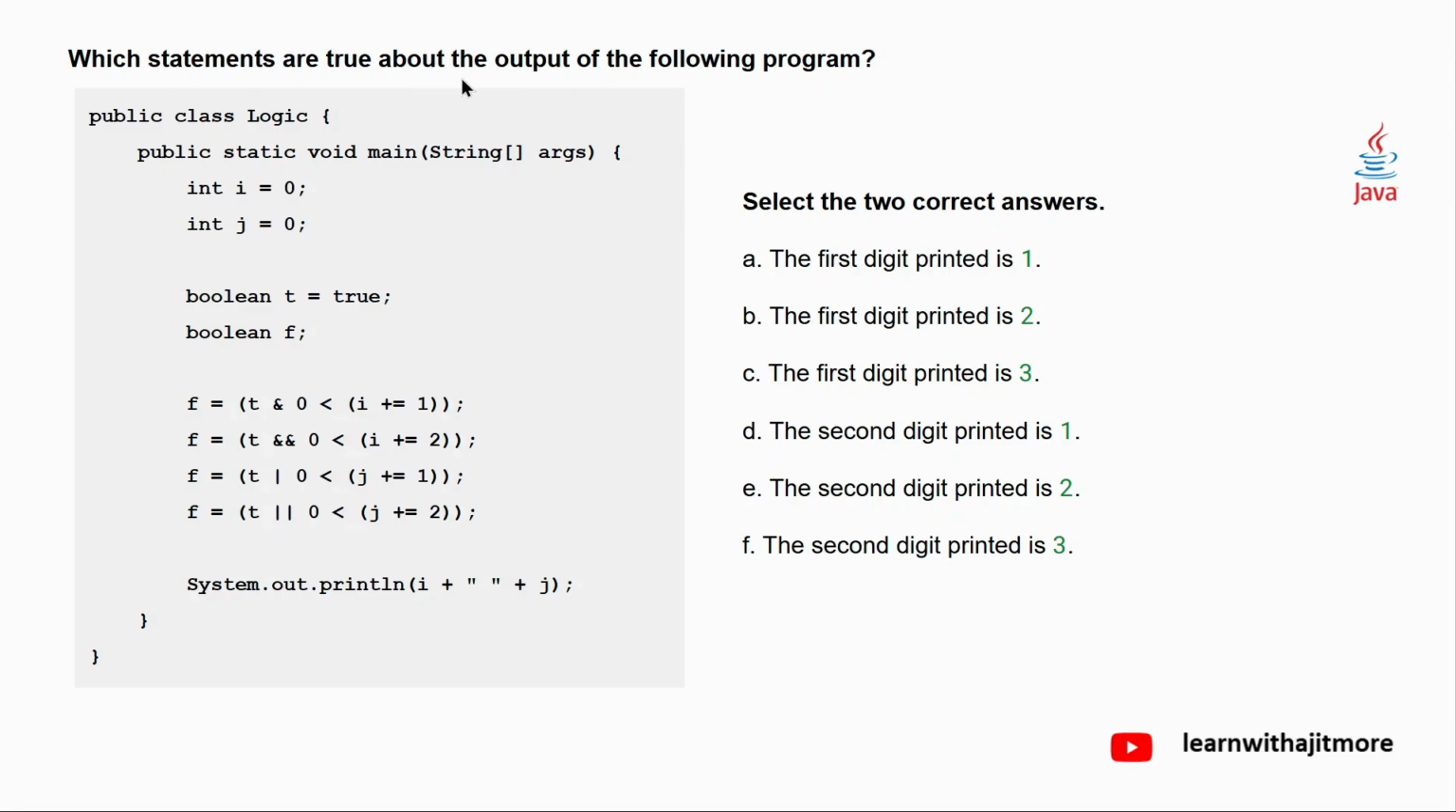Which statements are true about the output of the following program? Here, what we have to see in this whole operation, if you remember, is what we discussed in yesterday's session: if it is a single AND, A single AND B, in that case, irrespective of what A is, whether it is true or false, it has to evaluate B. Because it is single, it is fully evaluated.